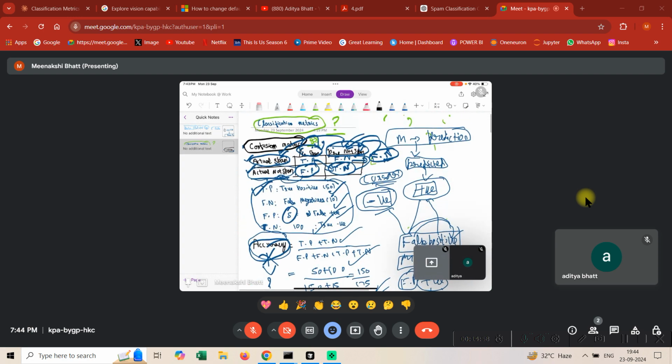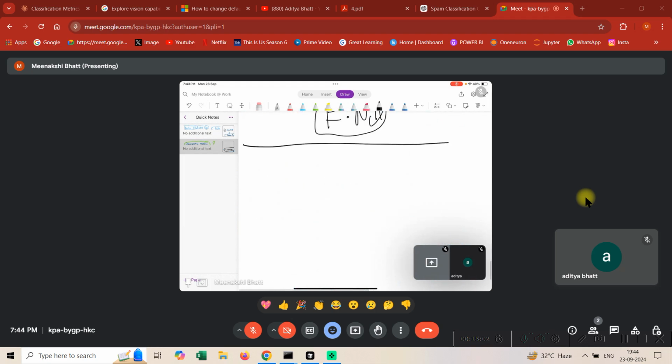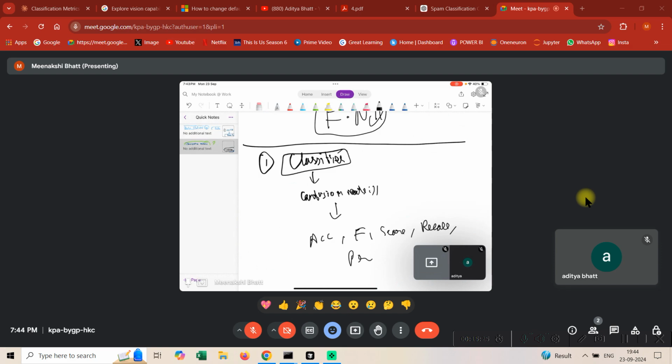So guys, in simple terms, let me just give you a concluding note. Whenever you train a classifier, you would need to compute something known as a confusion matrix. I have shown you that. And based on that, you need to look at accuracy, F1 score, recall and precision. I have given you examples for recall and precision in the spam ham classifier and diabetic prediction as well.